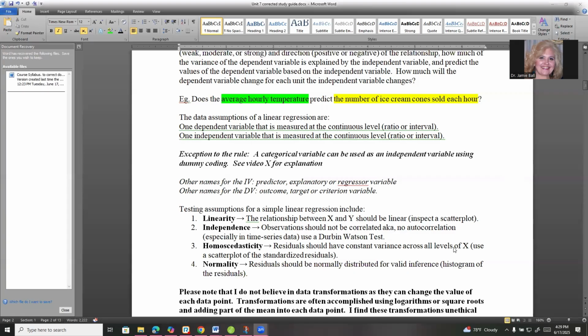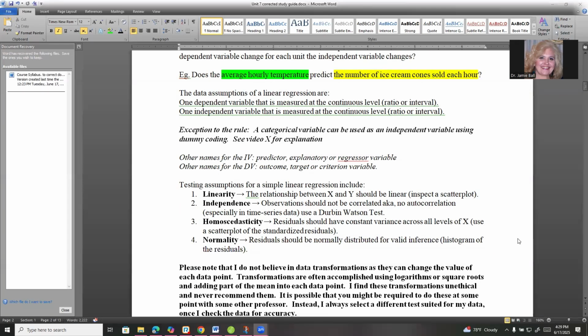Homoscedasticity. This is when the residuals have a constant variance across all levels. Okay? And we inspect a scatter plot of standardized residuals. I will have a separate video explaining what residuals are.